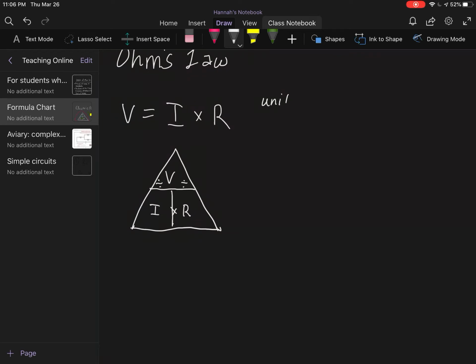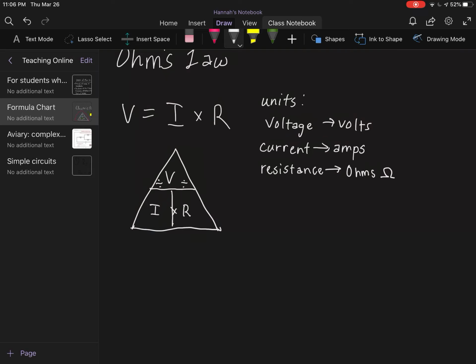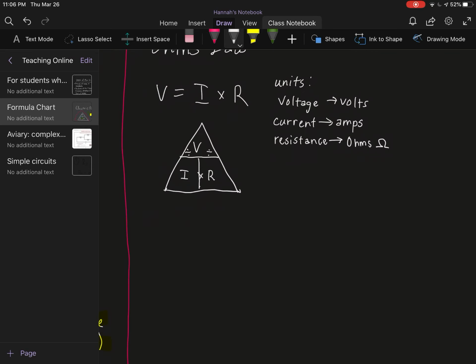So we have voltage is equal to current times resistance. The units for voltage are volts. The unit for current is amperes or amps. And finally, the unit for resistance is ohms. And specifically, we use the omega symbol. Okay, so we got V is equal to I times R.